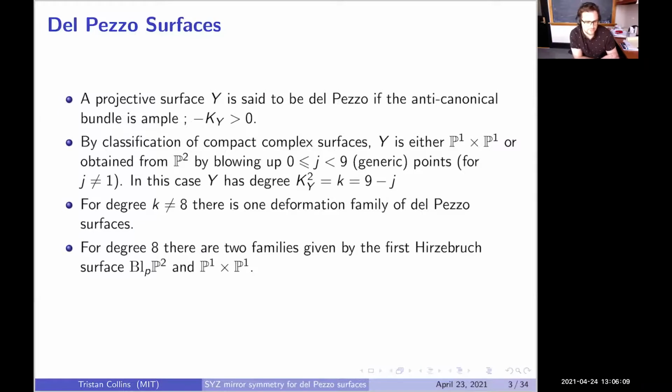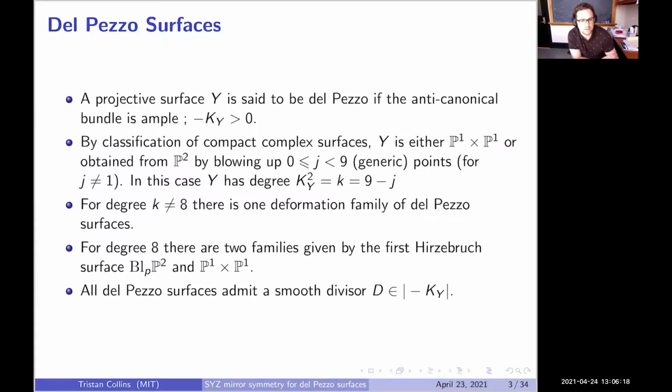So these are relatively simple classical objects. Just a technical point which I'll mention right now is that they all have smooth anti-canonical divisors. So there's some smooth divisor that is the zero section of an anti-canonical section.